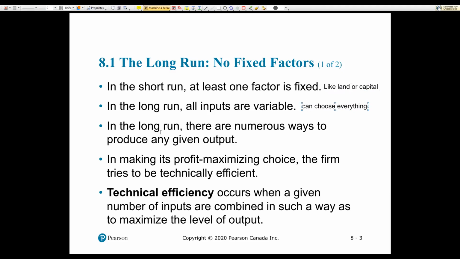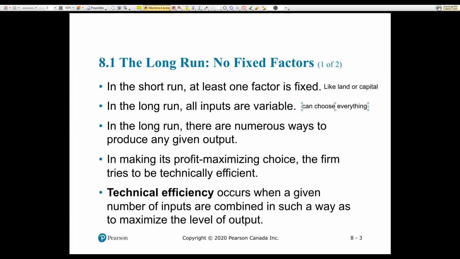So there are numerous ways to produce any given output. I could choose a restaurant where I have a few tables and many waiters that tell people, okay, are you finished? Are you finished? Get out, get out, get out. Or I can have a restaurant with 100 tables and only 10 people that run around with these. And you could imagine that the two restaurants would produce the same output. So it's up to me to decide what is the optimal number of tables to have, what is the optimal size of the restaurant, what is the optimal number of waiters to hire.